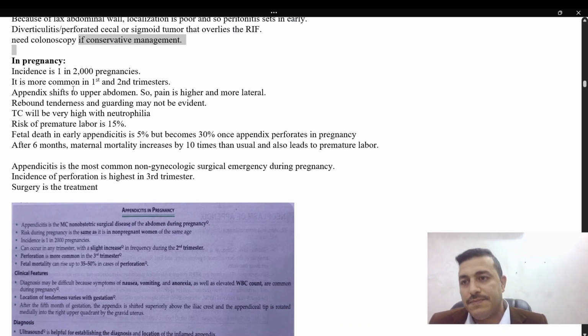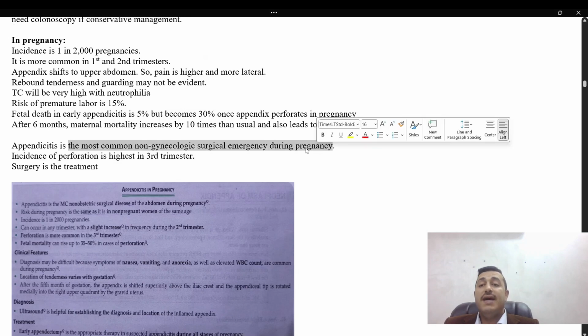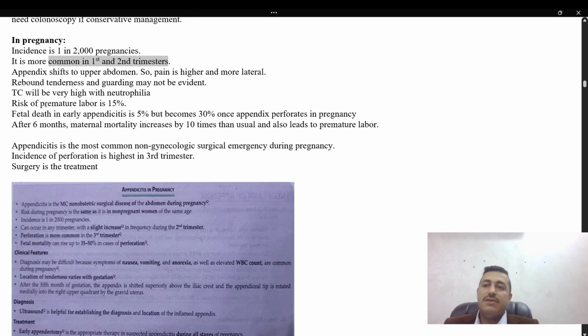In pregnancy, the incidence is about 1 in every 2,000 pregnancies. Actually, it is the most common non-gynecological surgical emergency in pregnancy. It's more common in the first and second trimester. We know that the uterus pushes the appendix up, so we can have the signs and symptoms in an atypical location. So pain can be higher and more lateral.